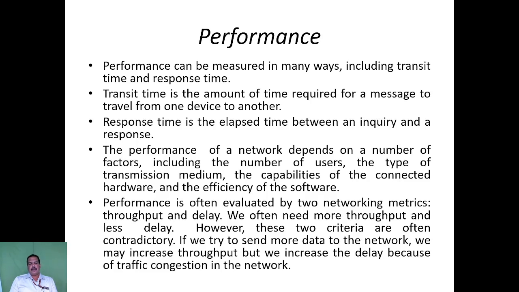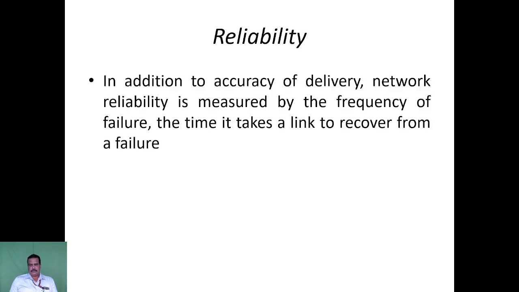So throughput is the output, delay is the time gap between the messages. We often need more throughput and less delay. That is, a good network gives more throughput and less delay. However, these two criteria are often contradictory, right? Because once the throughput is increased, automatically the delay is decreased.